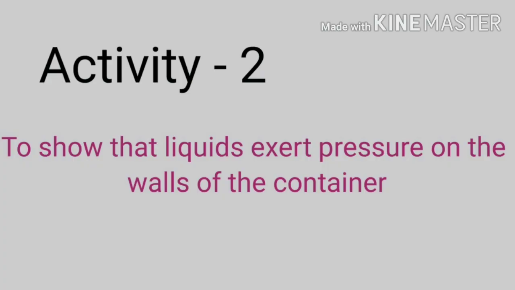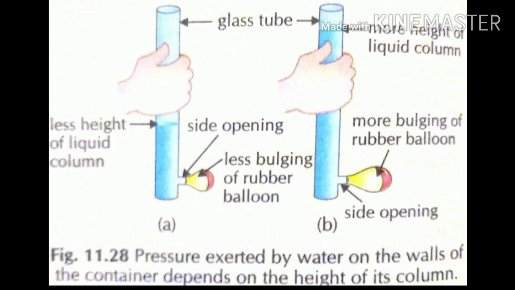Now let's perform another activity to see that liquids exert pressure on the walls of the container. Take a transparent glass tube, open at one end, having a tap-like opening on its side. Look at the picture. This glass tube has an opening on the right side. Now, tie a rubber balloon to the opening with the help of a thread. Hold the tube in a vertical position. Pour some water into the glass tube. You observe that the rubber balloon bulges outwards.